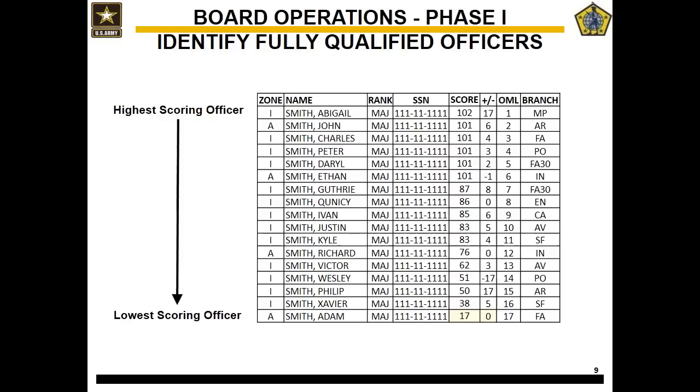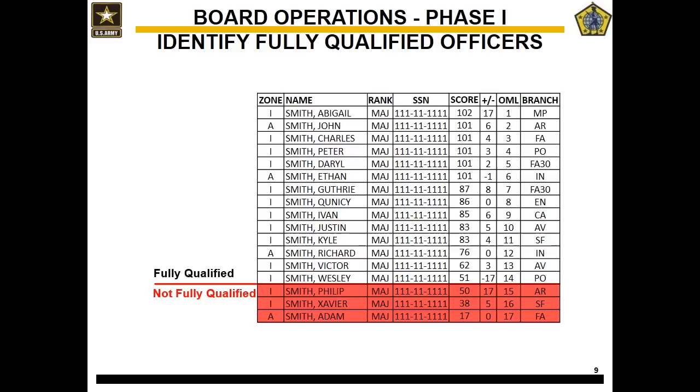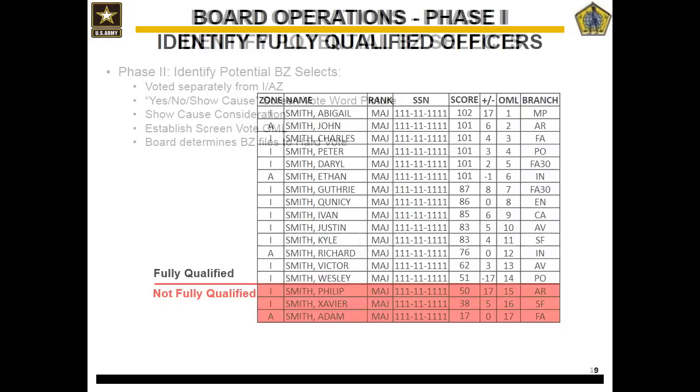In this example, the board drew the fully qualified line between 2 and 3 on the word picture. Therefore, the lowest score an officer can receive and still be fully qualified is 51 minus 17. That is the average board member score of 3 minus. Officers below this line are not fully qualified and cannot be recommended for promotion, regardless of promotion opportunity. Now that we have an example in and above zone OML, let's move into phase 2.